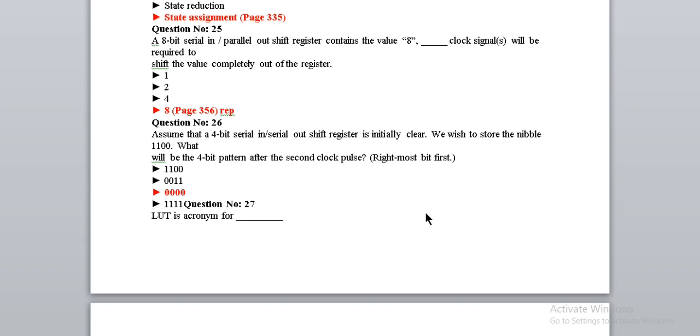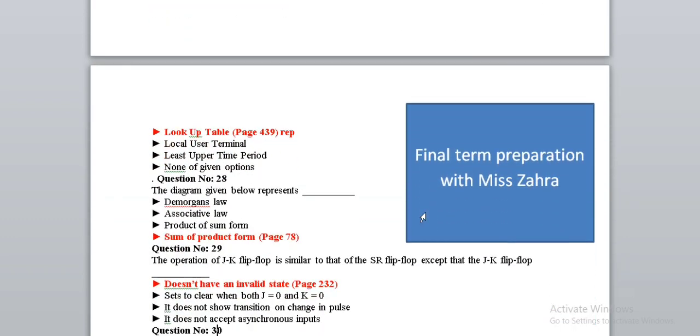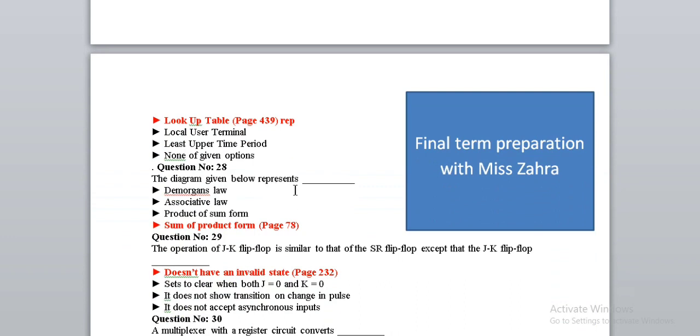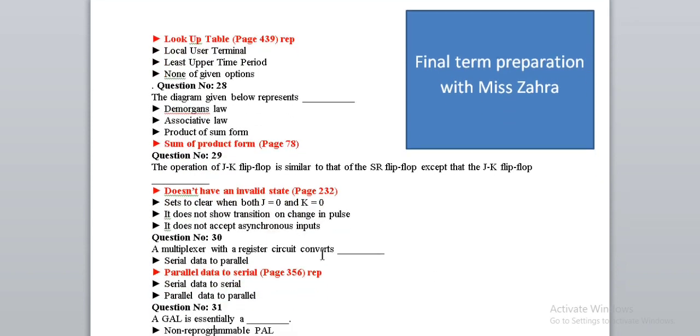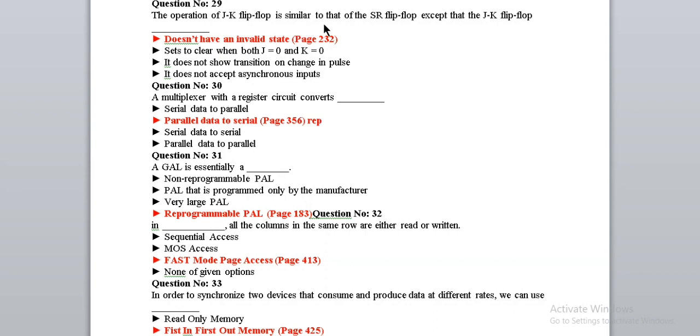LUT is the acronym for lookup table. The diagram given below represents sum of product form. The operation of a JK flip-flop is similar to that of the SR flip-flop except that the JK flip-flop does not have an invalid state. A multiplexer with a registered circuit converts parallel data to serial. A GAL is essentially a programmable PAL.